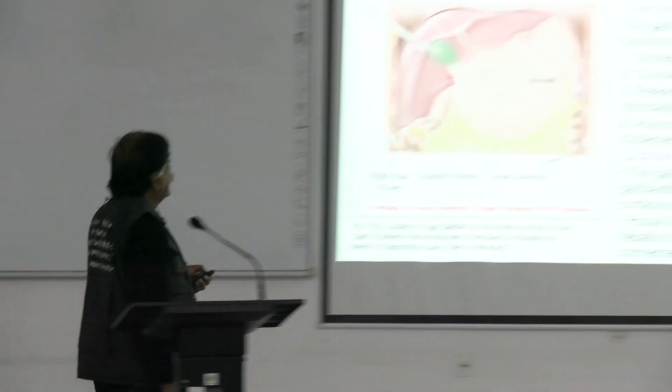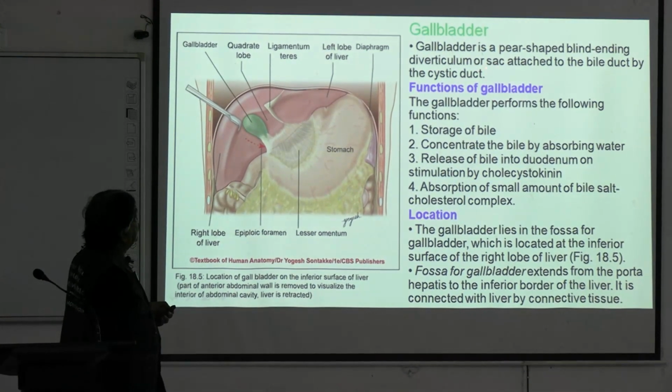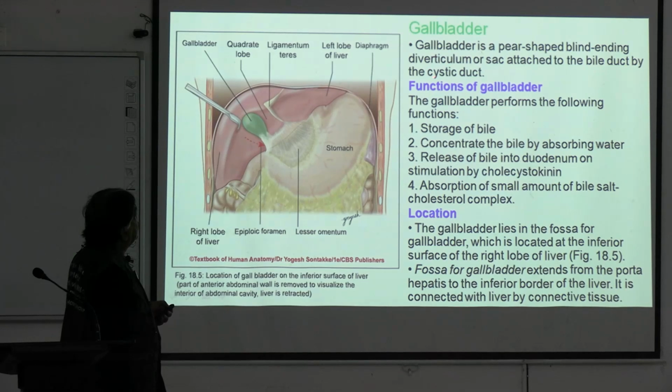Now, the gallbladder is a pear-shaped blind-ending diverticulum or sac attached to the biliary duct by its cystic duct.